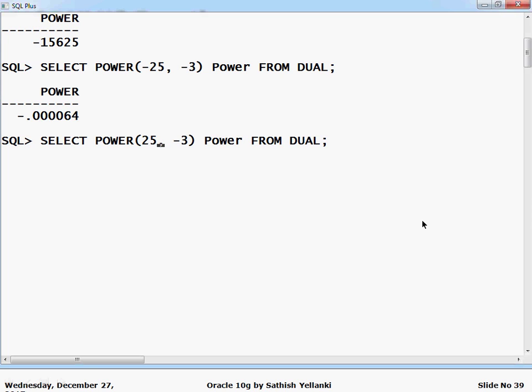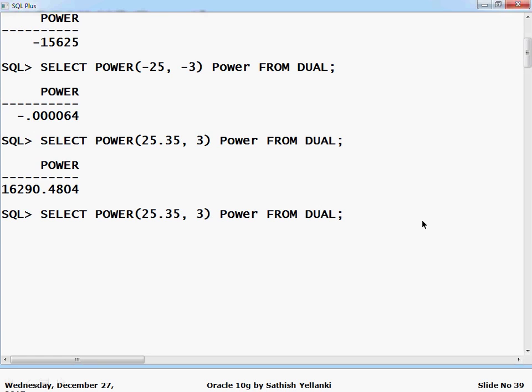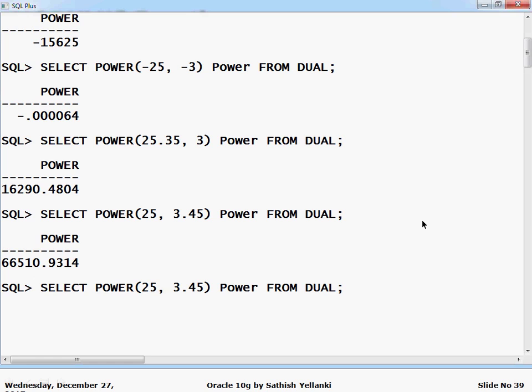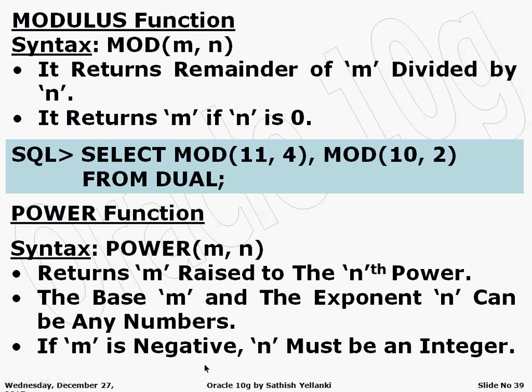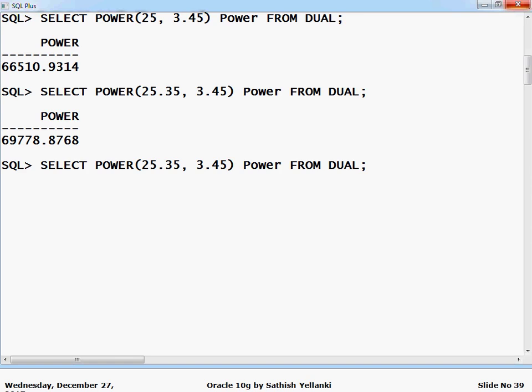Then you are just going with the power of 25.35 to the power of 3. You are just going with 25 to the power of 3.45. It works. You are going with 25.35 to the power of 3.45. So any kind of decimal constructs or anything, it works. But here there is only one rule you have to always remember. The rule is, if the base is negative, your power should always be an integer, it cannot be a float.